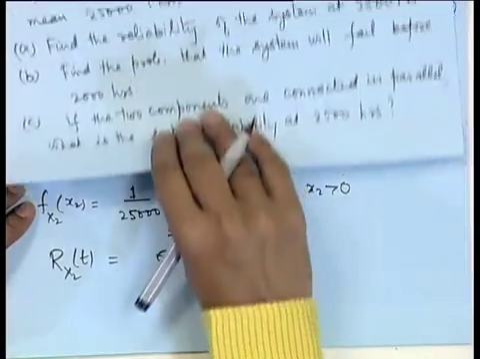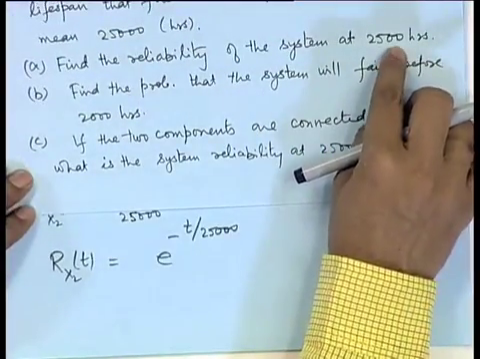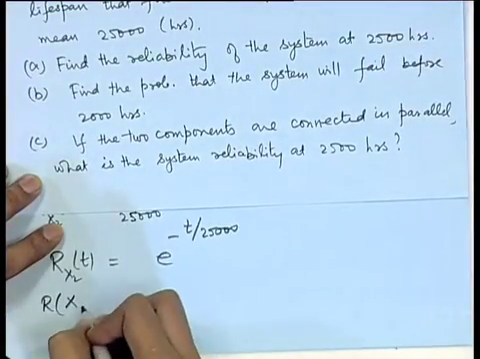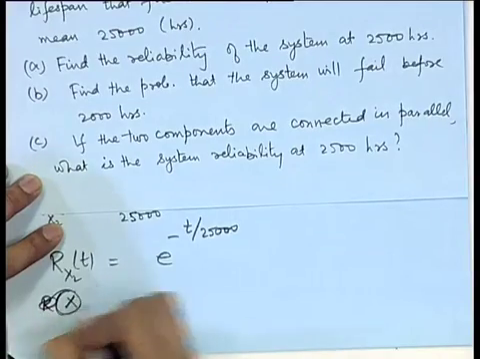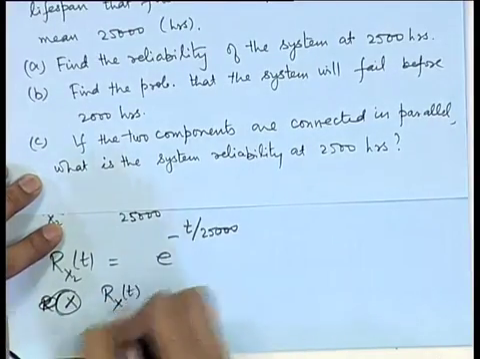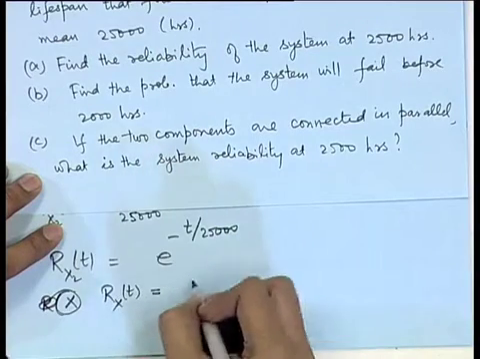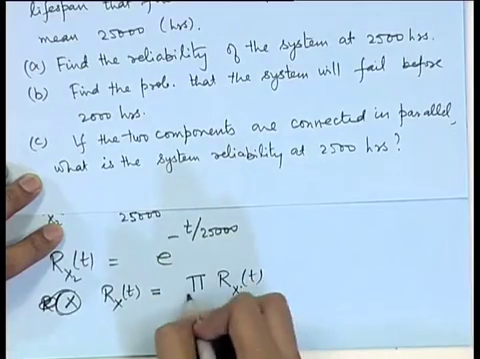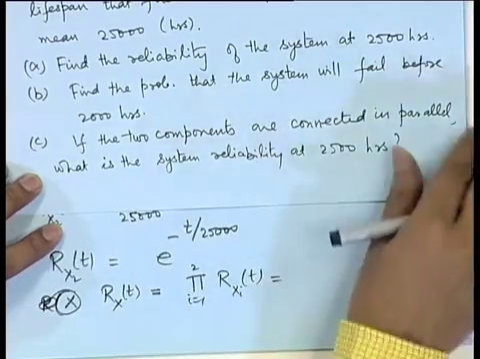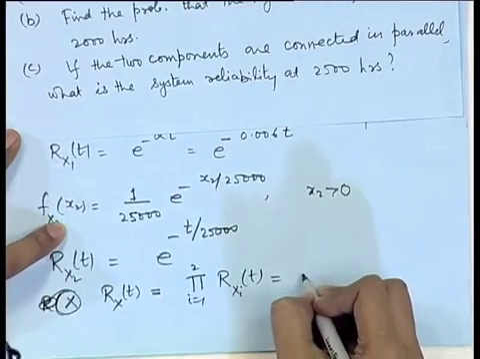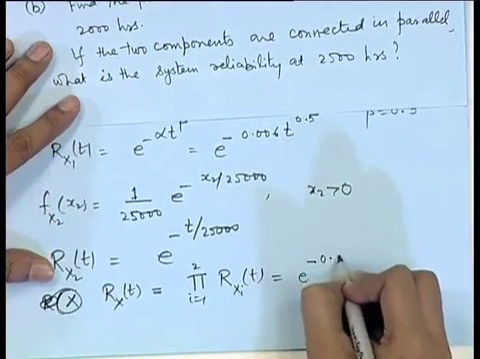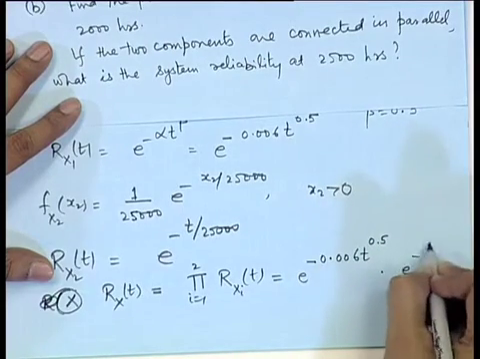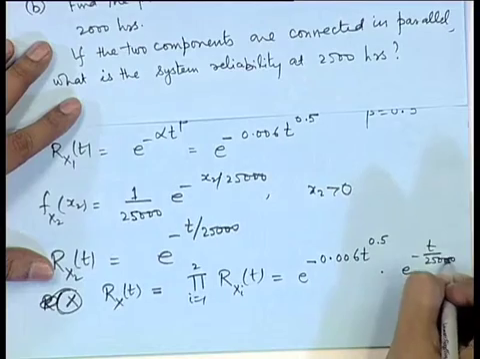Now, we are interested in the reliability of the system at 2500 hours. So, the system life, suppose it is x. The system reliability at time t, for a series system, is the product of the individual reliabilities. So, this is equal to e to the power minus 0.006 t to the power 0.5 into e to the power minus t by 25,000.